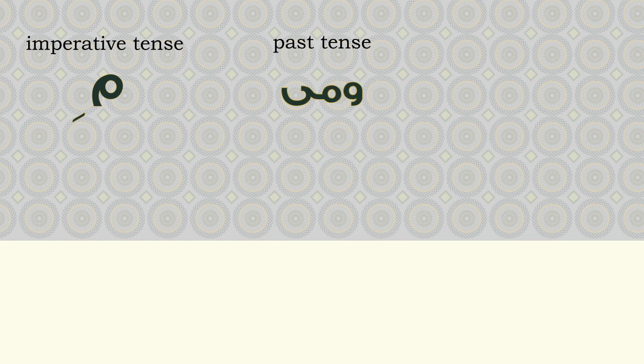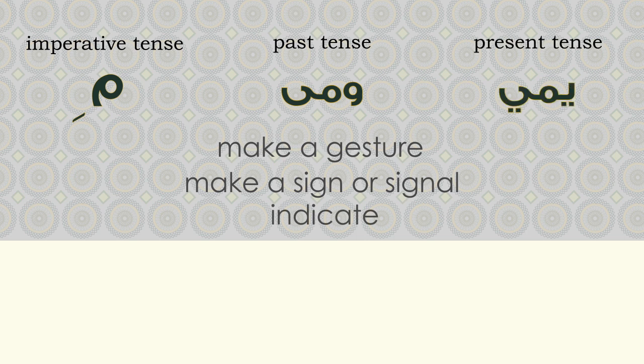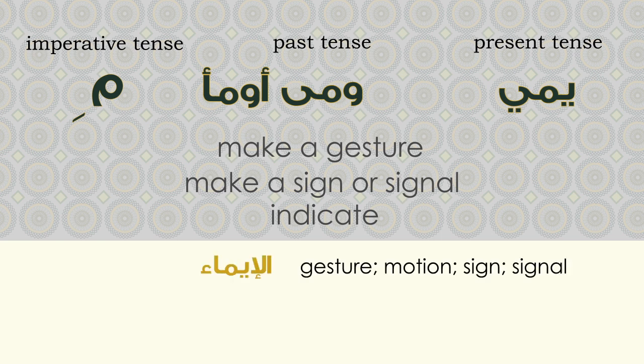Eleventh, mi. The past tense is wama, which means to make a gesture, make a sign or signal, indicate. The present tense is yami. This verb has a form with hamza, which is wama'a for the past tense, and it is usually used in the form awma'a, but all have the same meaning. The difference is in the dialect. Some say wama and others say wama'a. The word al-ima is gesture, motion, sign, signal.